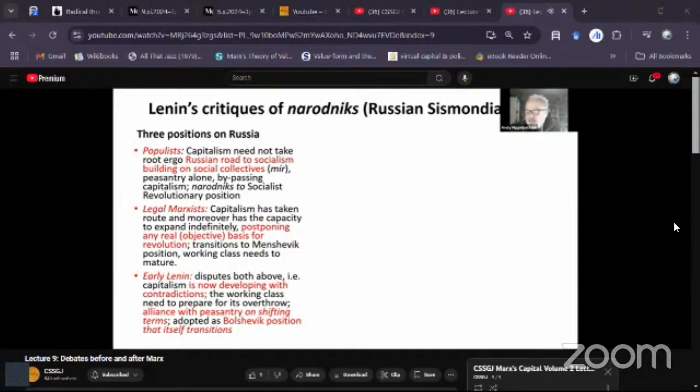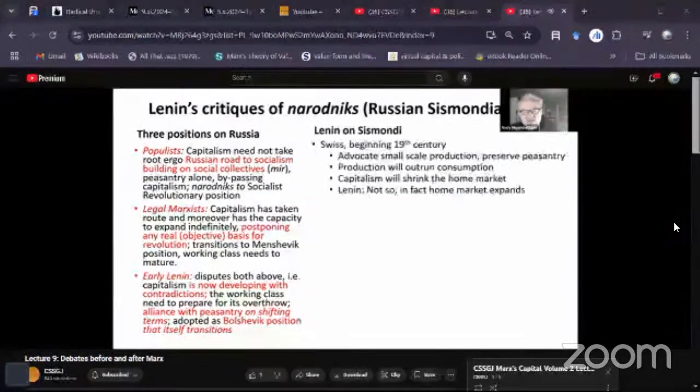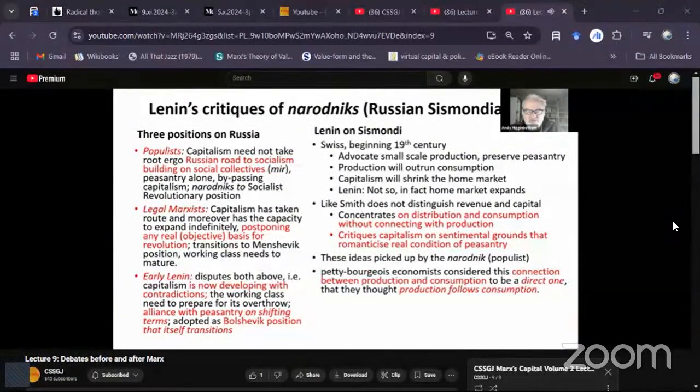Okay. And then you had Lenin, who was positioned critical of both positions, right? He said that capitalism is taking hold, but it is full of developing contradictions, and we need to prepare for its complete overthrow. But in order to prepare for it, we need to get rid of the Tsar and we need to ally with the peasantry. And that alliance will shift as we approach the socialist revolution. So you can see it's quite a dynamic and moving political positioning.